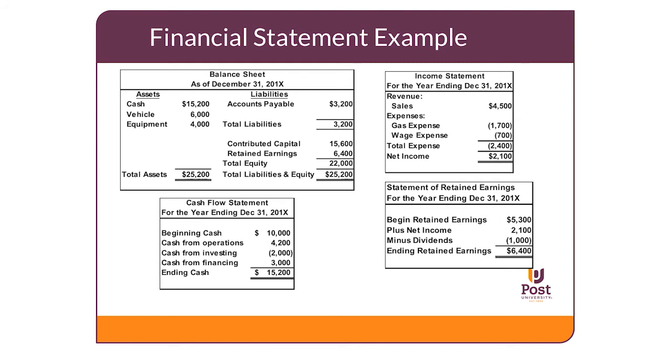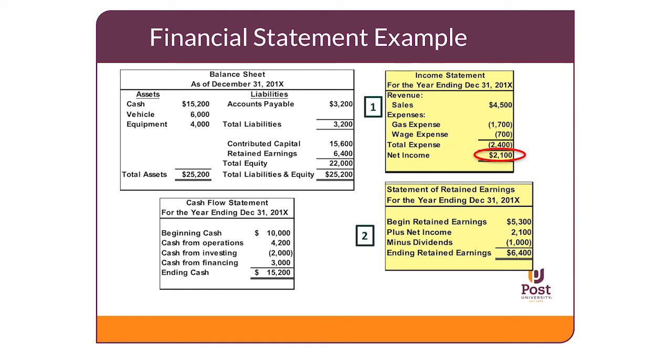When the financial statements are prepared, the first one prepared is the income statement, because we need to know what the net income is, as that number is then used to prepare the statement of retained earnings, which is the second statement prepared. Net income per the income statement is shown on the statement of retained earnings.